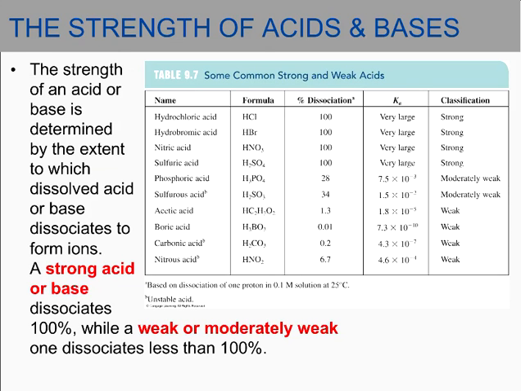So that brings us into the strength of acids and bases. Now, the strength of an acid or base is determined by the extent to which dissolved acid or base dissociates to form ions. So for instance, hydrochloric acid is a really strong acid. And the reason that it's a really strong acid is it produces a bunch of hydrogen ions. Or the other way to think of it is that hydrochloric acid dissociates 100% in water. So we would write that, for instance, with a single arrow.